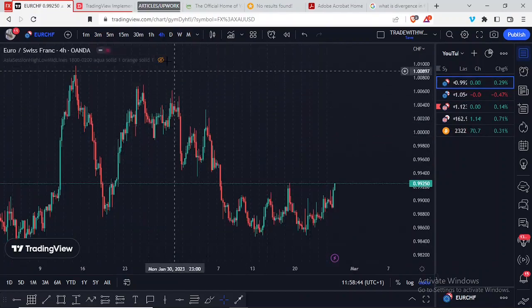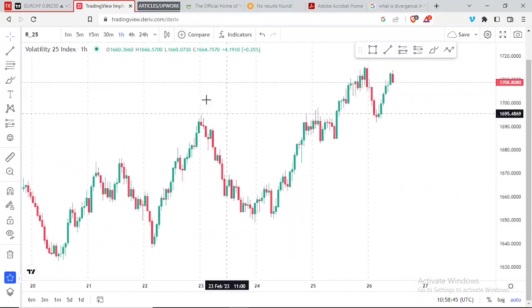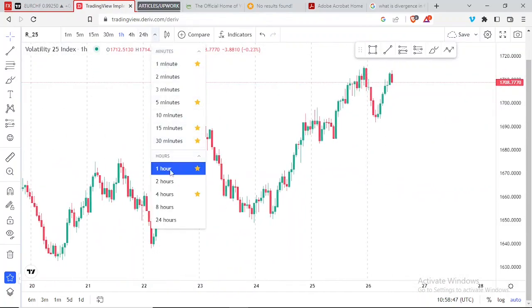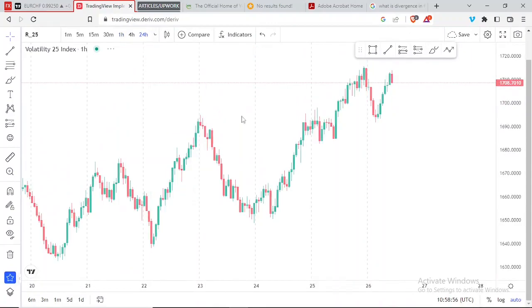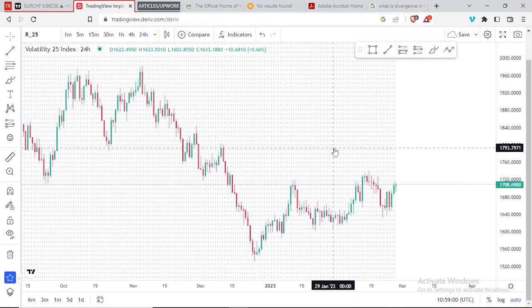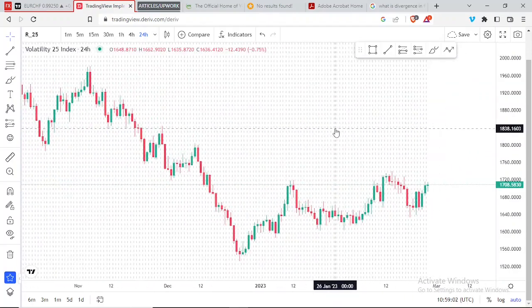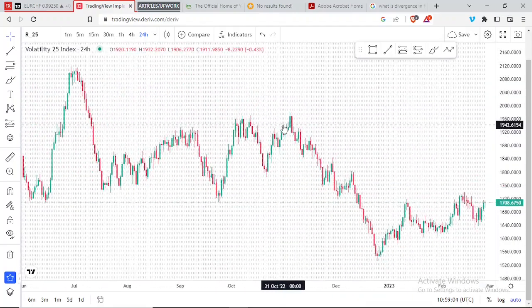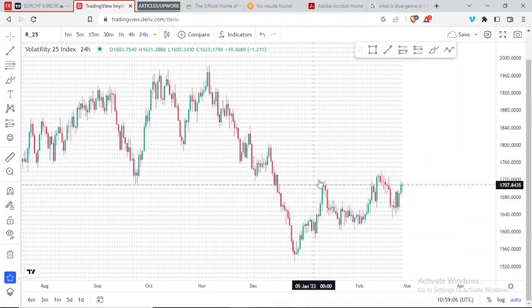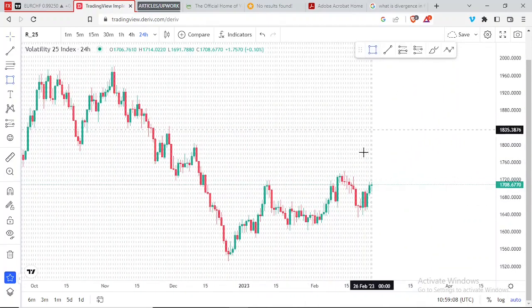The same thing applies on volatility indices too. With volatility indices, you start from the weekly time frame. You just want to stop on the weekly time frame, 24 hours. This is the daily. There's no weekly time frame here, sorry. So let's go to the daily time frame. Still the same thing over and over again. After the daily time frame, you check out the trend. Now this is a bearish trend, and now it's trying to shift to the upside, right?